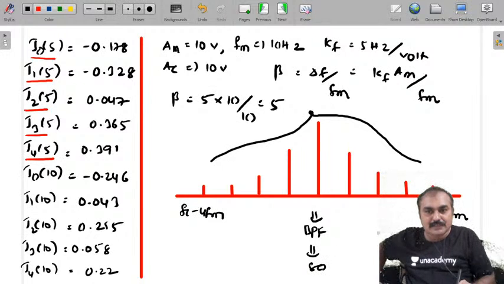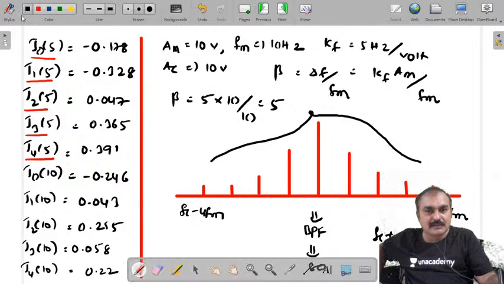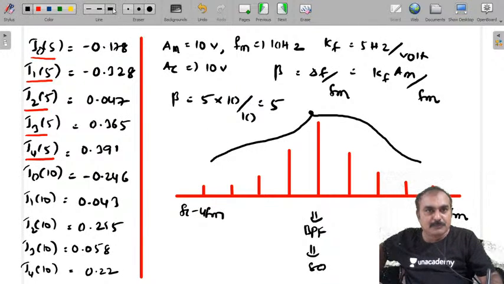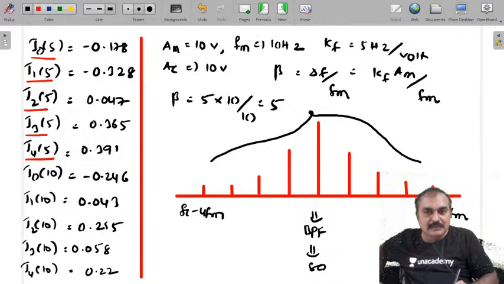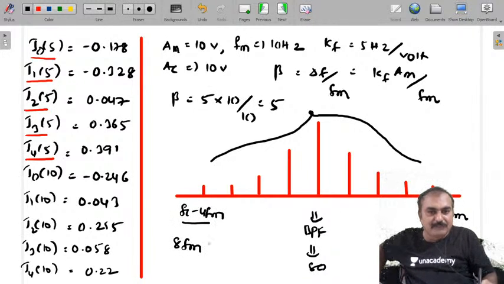So this is FC plus 4FM. When are you getting 80? If you subtract this one from this one, how much do you get? You get 8FM. 8FM means what? 8 into FM, which is 10, so 80 hertz.